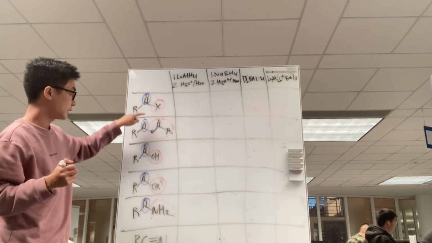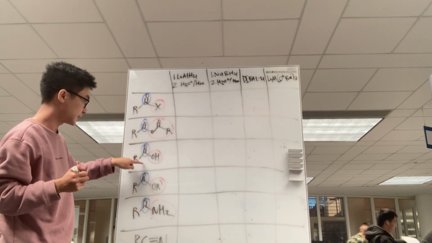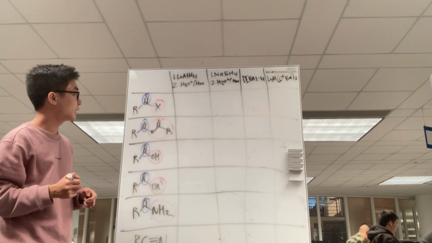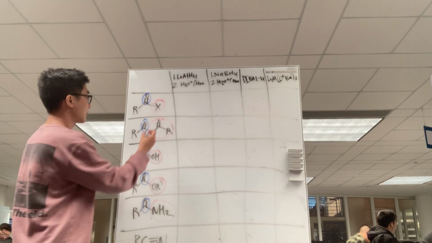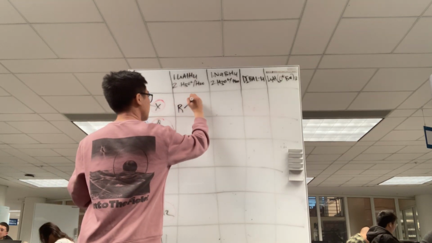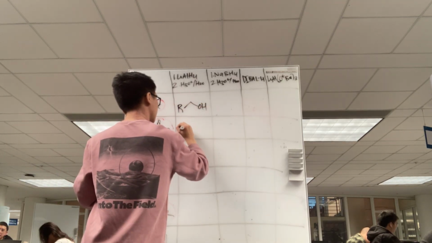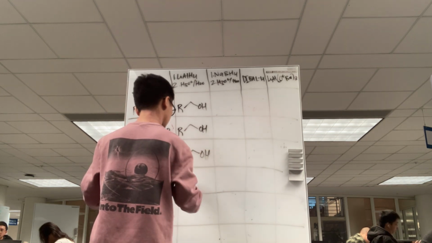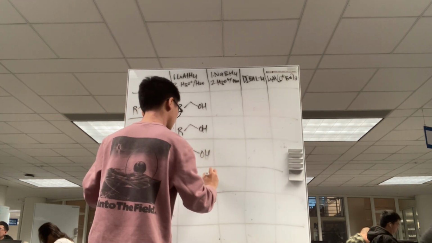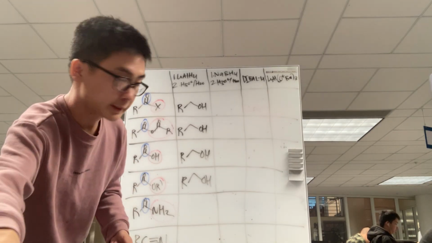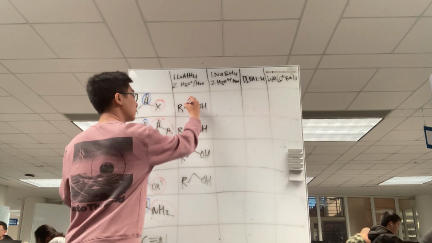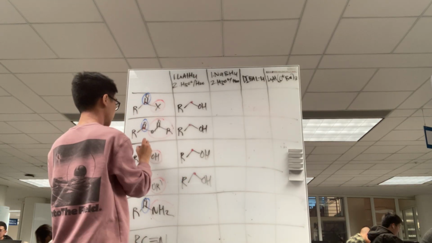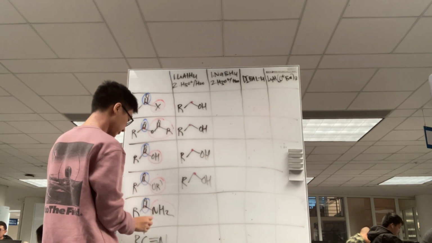So the acyl halide, anhydride, carboxylic acid, and ester will give the same product, which is a primary alcohol, right? So I could draw that out like this. Where if you track this carbon here of the primary alcohol, that was the carbonyl carbon.